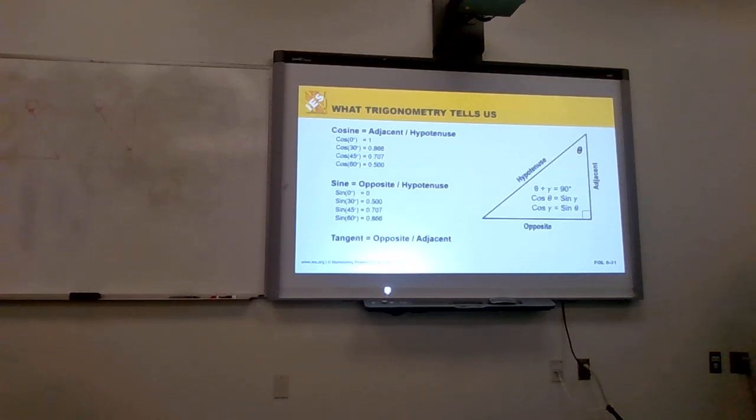Siri, how much is 60 times 0.707? 42.42. There you go. 42? Yeah, 42.42. That is correct. You got 2 out of 3 now.